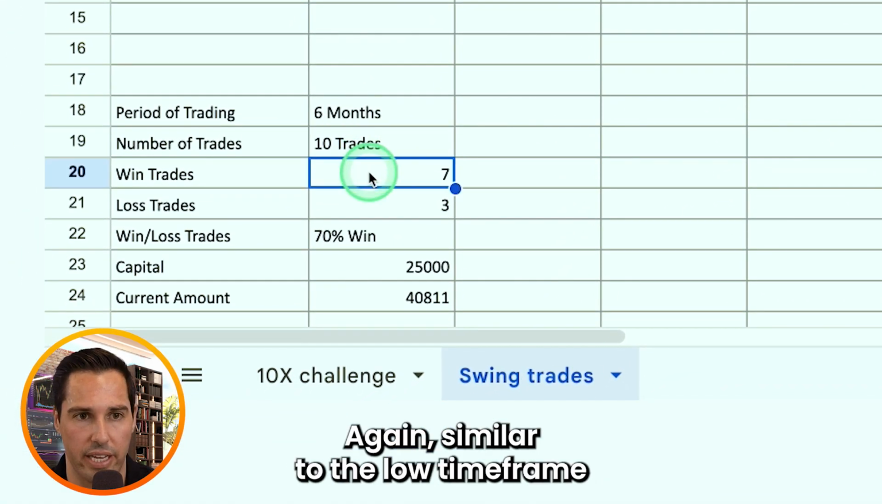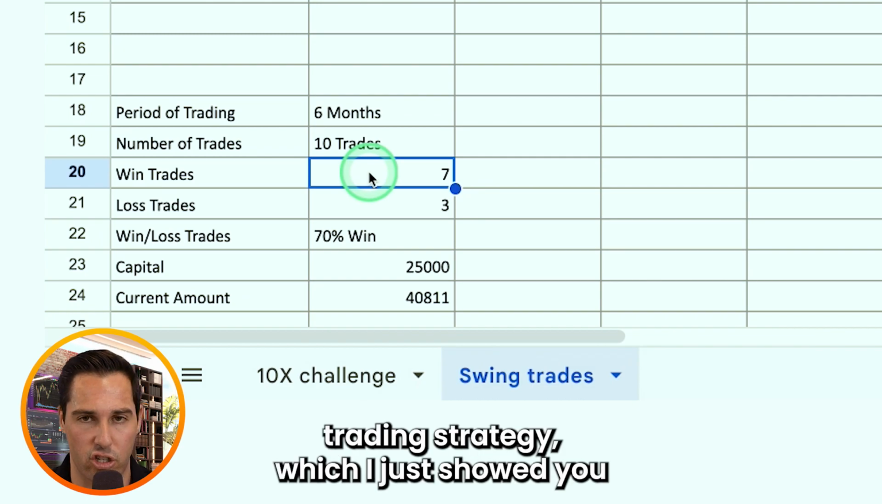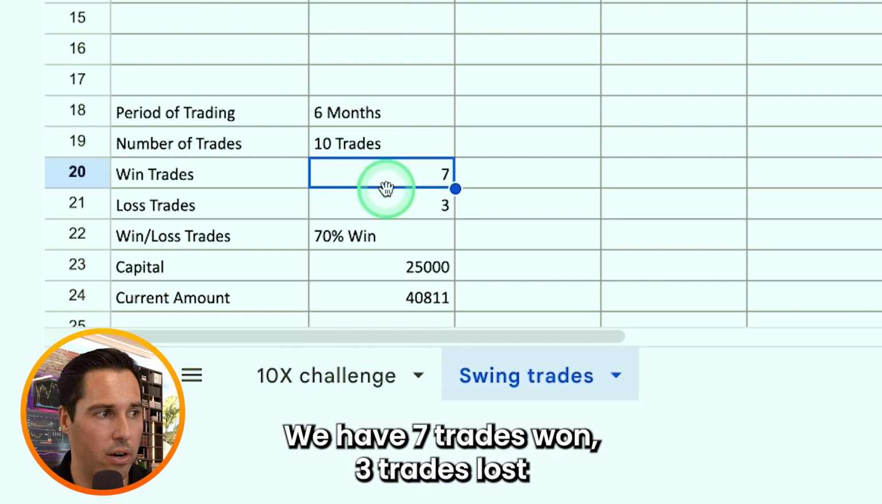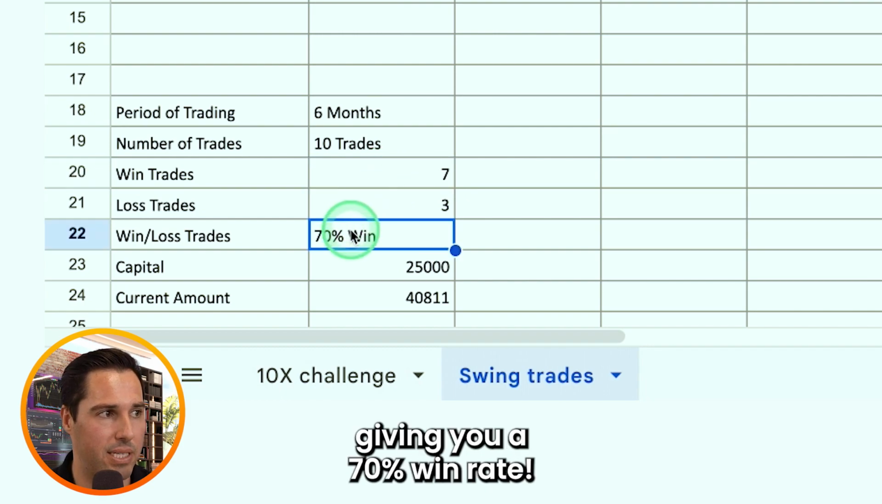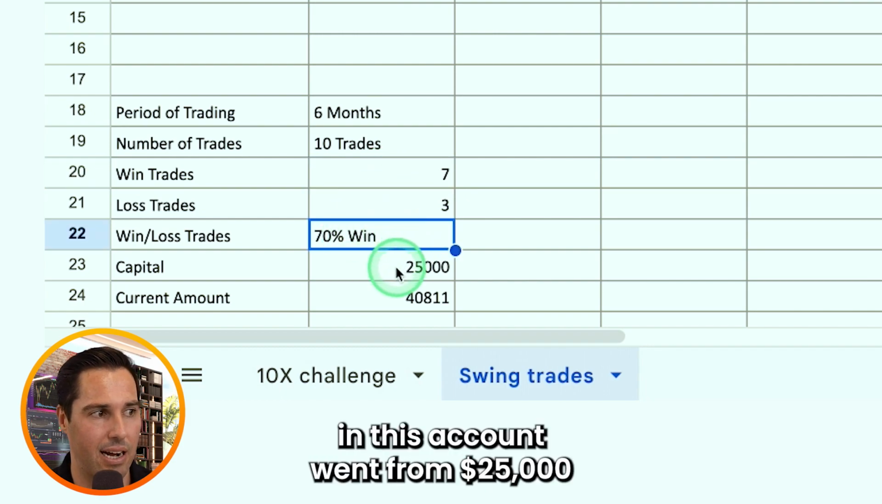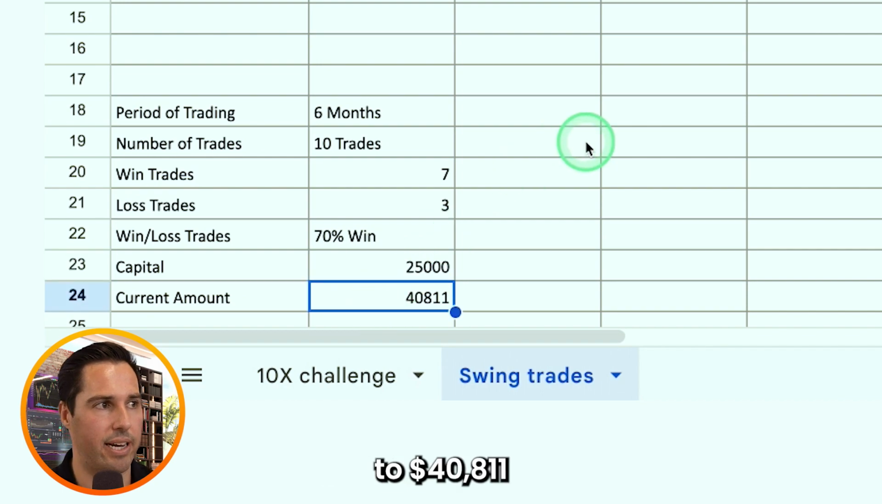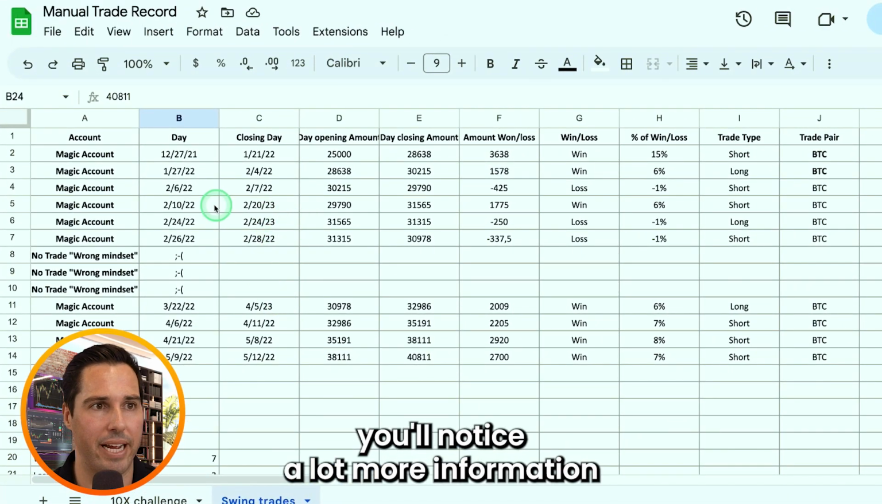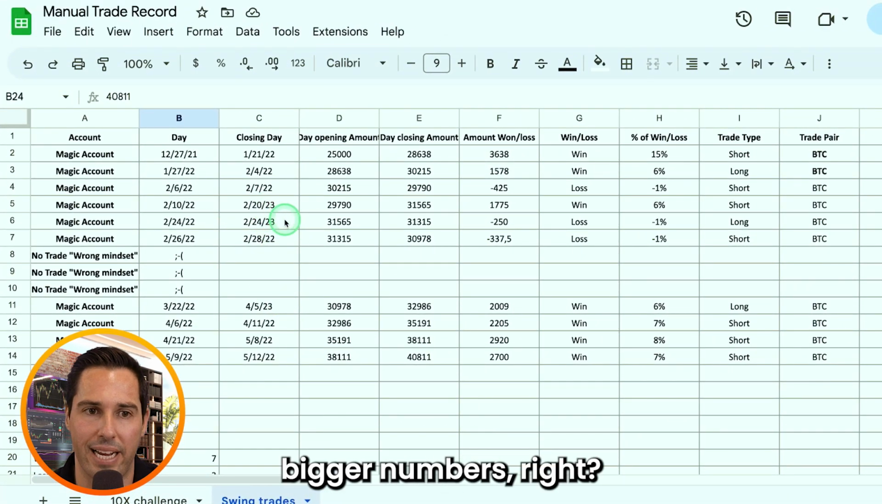Again, similar to the low time frame trading strategy, which I just showed you on the 10x account, we have 7 trades won, 3 trades lost, giving you a 70% win rate. The capital in this account went from $25,000 to $40,811. But the important thing over here is you'll notice a lot more information because you're trading with bigger numbers, right?